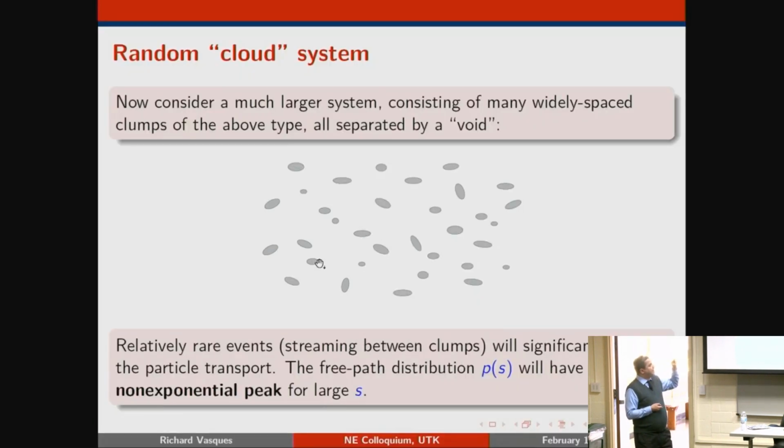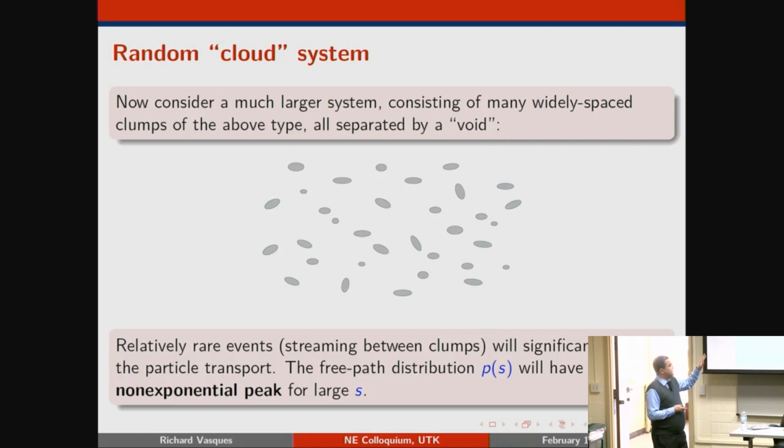And a particle that is traveling now between these clumps is going to have these large jumps going from one into the next. And the histogram is not going to be an exponential anymore. It's going to have a peak for these large jumps in S. So how can you deal with this since this is not an exponential function anymore?